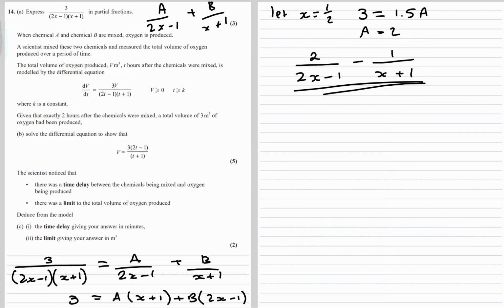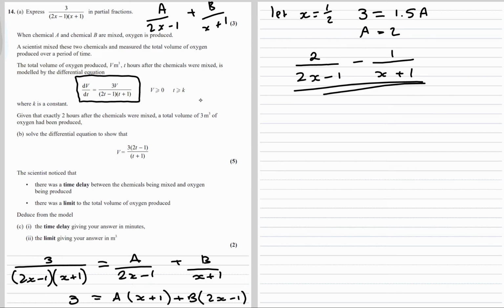That's part A done. Part B: when chemical A and chemical B are mixed, oxygen is produced. Scientists mix these chemicals and measure the total volume of oxygen produced over a period of time. The total volume, V meters cubed, t hours after the chemicals were mixed, is modeled by the differential equation dV/dt equals 3V over (2t minus 1)(t plus 1). See a similarity between part A and part B?